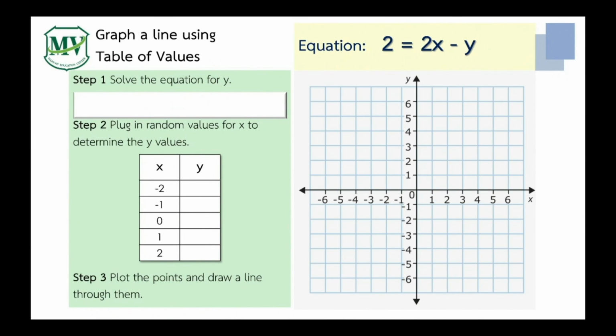Problem number 3. Graph 2 equals 2x minus y. Please pause the video to answer the problem. Let's check. y equals 2x minus 2. Plot the coordinates. Negative 2, negative 6, negative 1, negative 4, 0, negative 2, 1, 0, and 2, 2. Connect the points with a straight line. This is the line of y equals 2x minus 2.